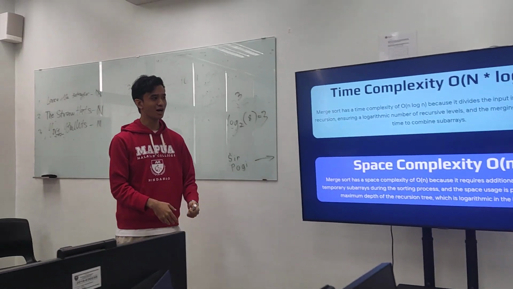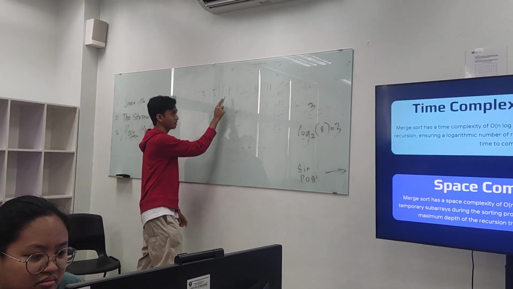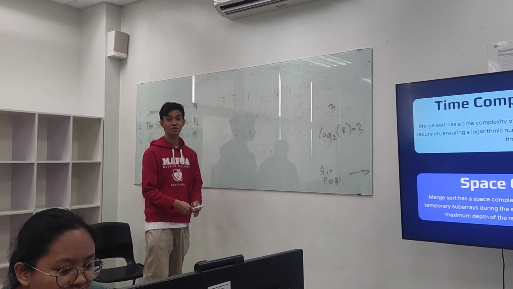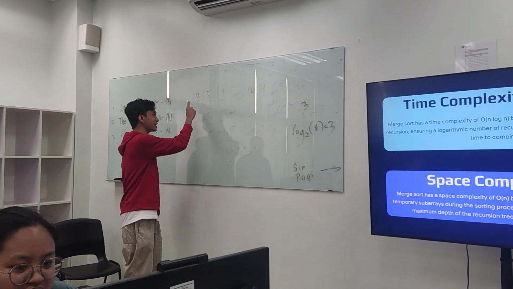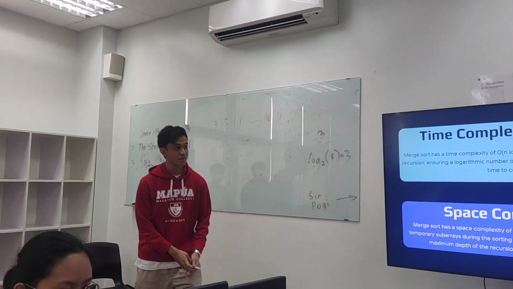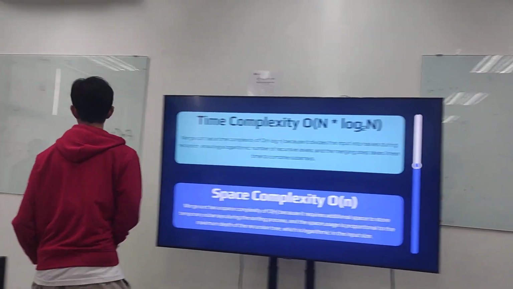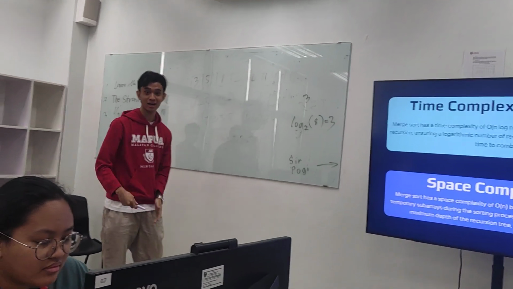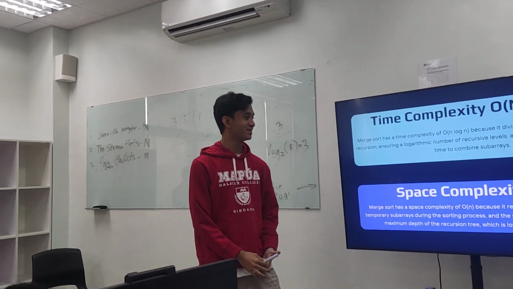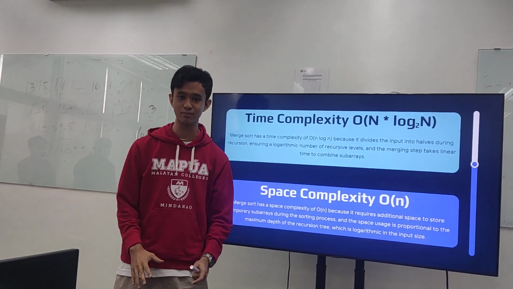Okay. But how about the linear part? Linear because there are 8 values, di ba? In the worst case scenario, it has to go through all of this 3 times. Yan yung log 2 of n. And yung n is yung 8 or yung length ng array. So that's the reason why yung time complexity is linearithmic.